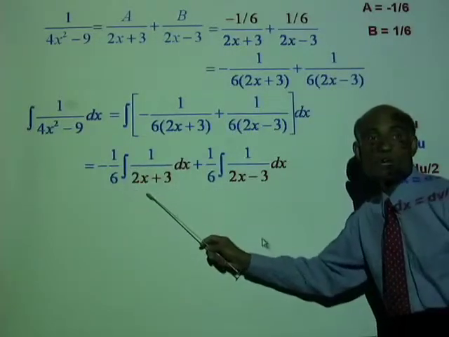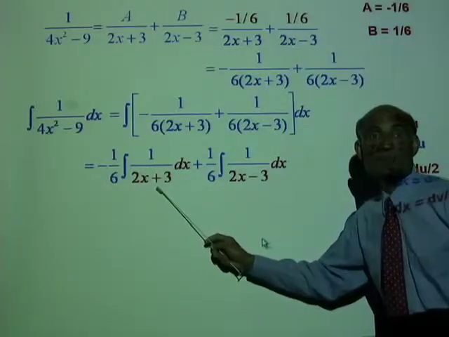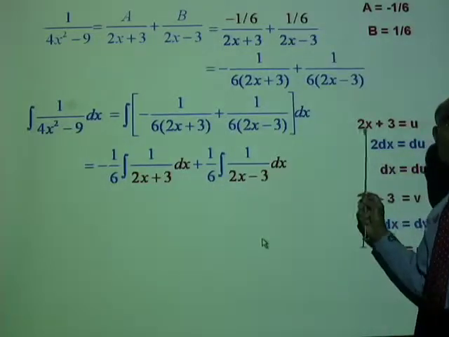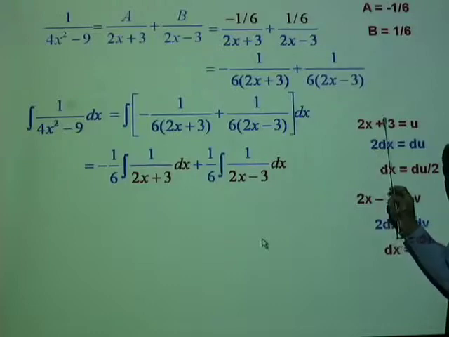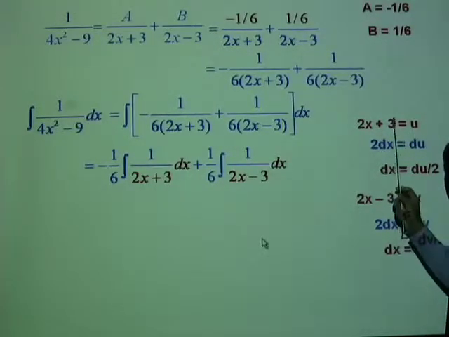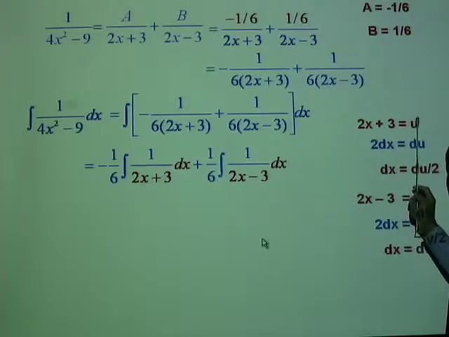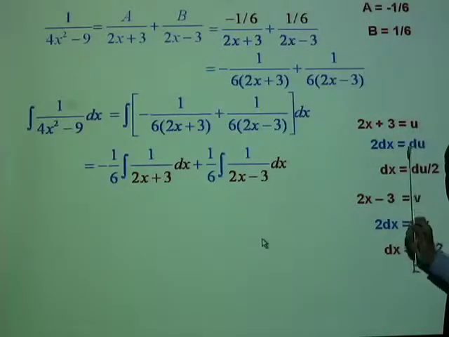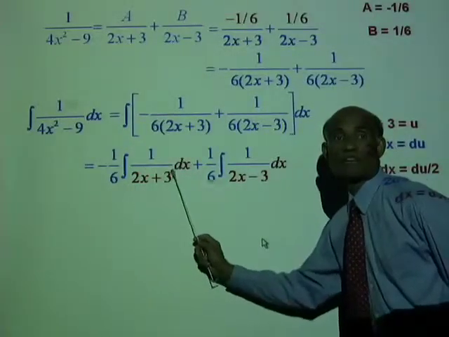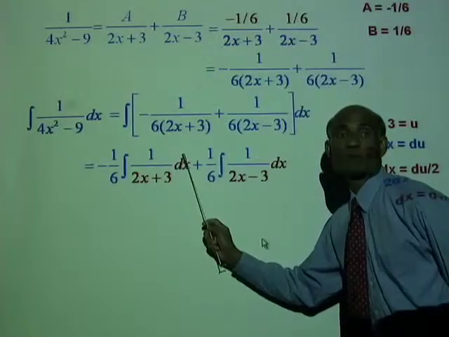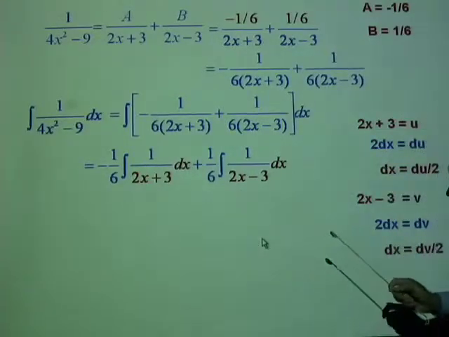In the first integral, we replace 2x plus 3 equal to u. So when 2x plus 3 equals u, take the differential of each term. Differential of 2x is 2 dx, differential of 3 is 0, differential of u is du. That gives you dx equal to du over 2. So when this is replaced as u, dx becomes du over 2.